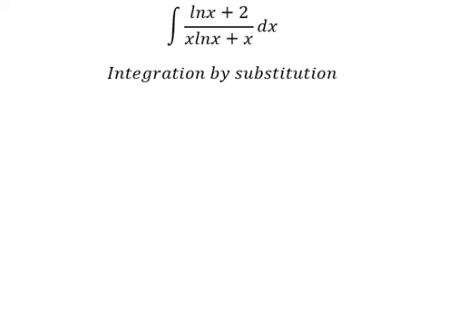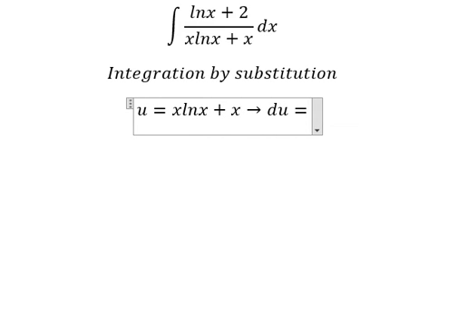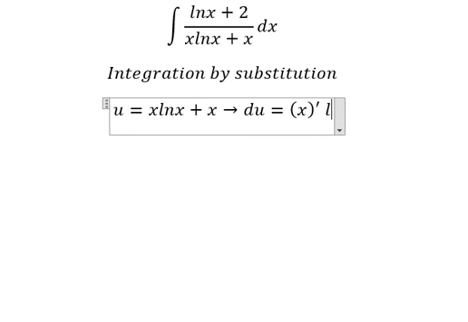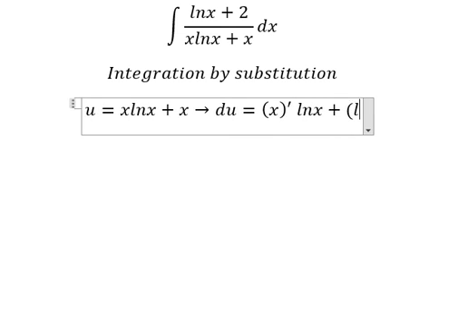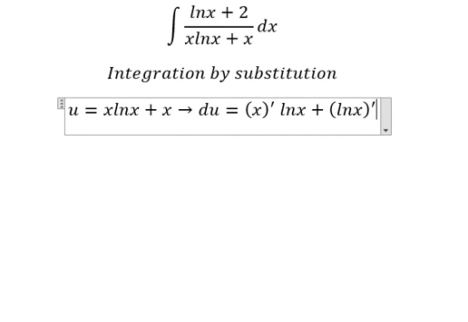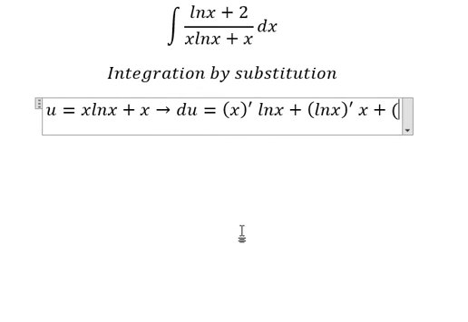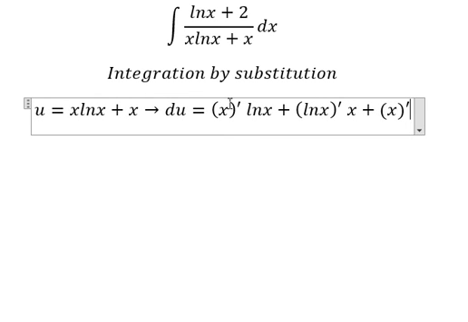So I will put u equal to x ln x plus x. So if we do the first derivative, we do the first derivative of x multiplied by ln x, plus the first derivative of ln x multiplied by x, and we do the first derivative of x.